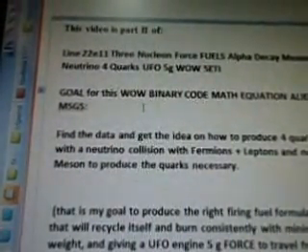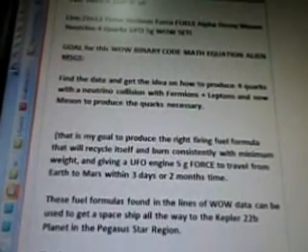Go for this WOW binary code math equation alien messages. Find the data and get the idea on how to produce 4 quarks with a neutrino collision with fermions plus leptons, and now meson to produce the quarks necessary. That is my goal, to produce the right firing fuel formula that will recycle itself and burn consistently with minimum weight, and giving a UFO engine 5G force to travel from Earth to Mars within 3 days or 2 months' time. These fuel formulas found in the lines of WOW data can be used to get a spaceship all the way to Kepler 22b planet in the Pegasus star region.